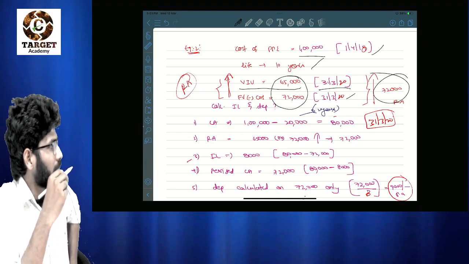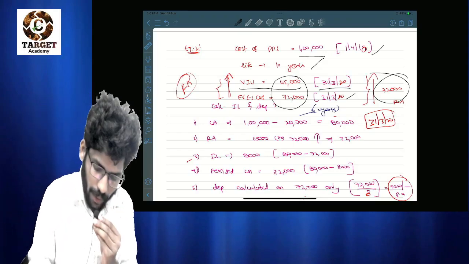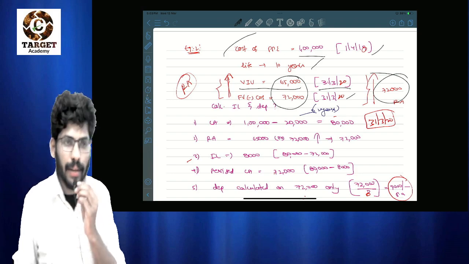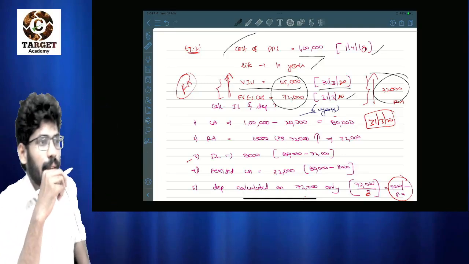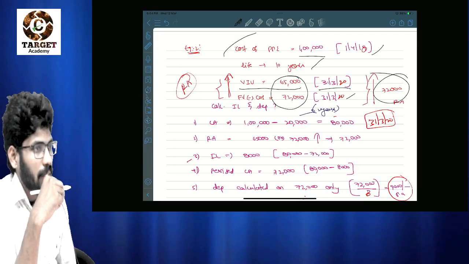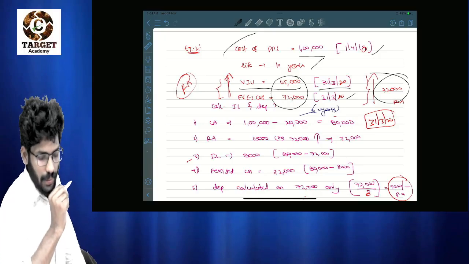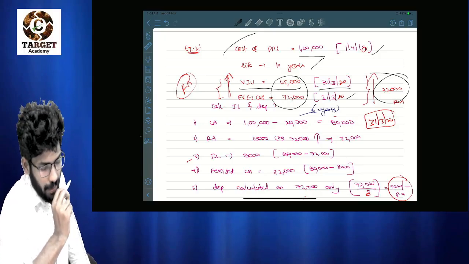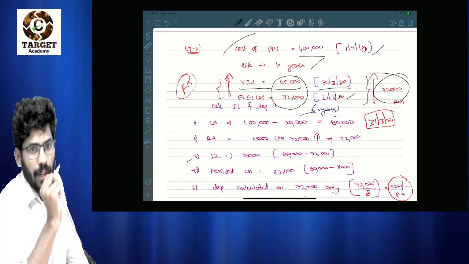Now I want the carrying amount. Yes or no? So we have the cost of PP on 1/4/2018. So please calculate the carrying amount on 31st March 2020. Cost is 1 lakh, life is 10 years. How many years? 10 years. From 2018 to 31st March 2020, 19 and 20, 2 years or not?